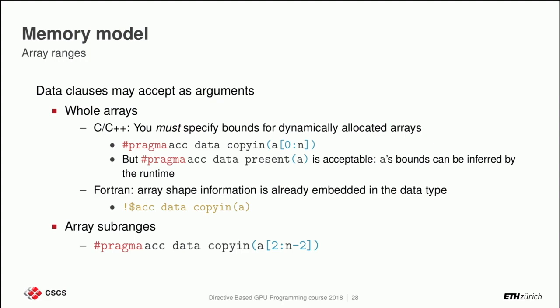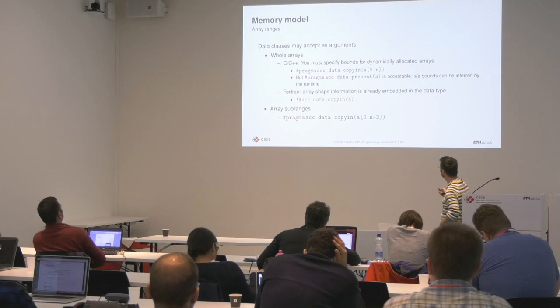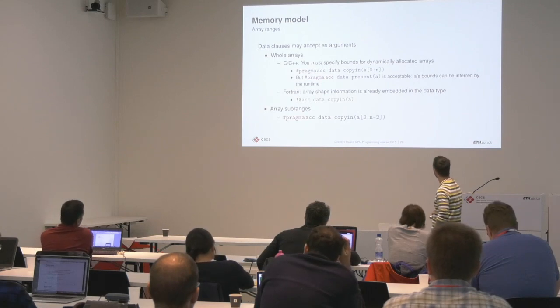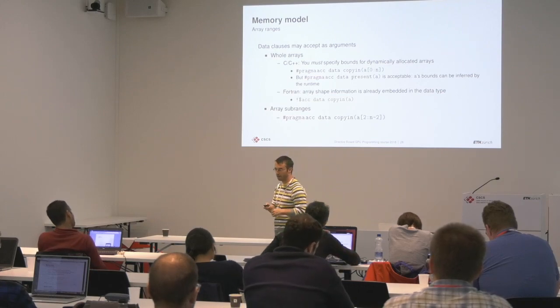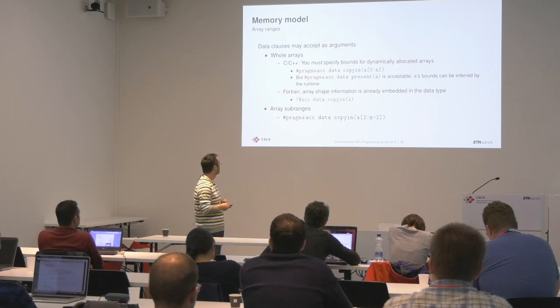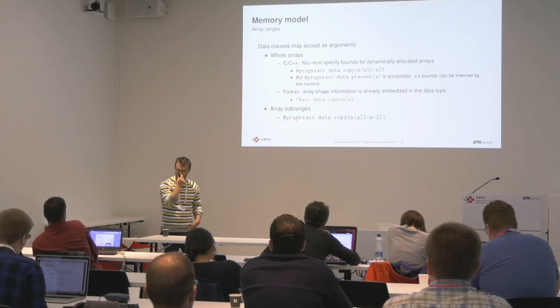Now, except that if you have a present directive, it suffices also to put the pointer. As soon as you have copied in, the runtime knows that it has already internally an association of, okay, that pointer on the host refers to that pointer on the device with so much size, because you have done that in the copy directive. So here it suffices to put just present A, which is acceptable. Although formally, I think you may also have to put brackets, but it's also acceptable, I think. And also you can have this kind of thing, so you can copy parts of an array.